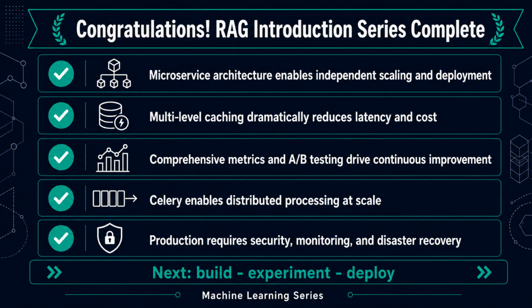Your next steps: build your first RAG system with a small document collection, experiment with advanced techniques like re-ranking and hybrid search, then deploy to production following the patterns we discussed.